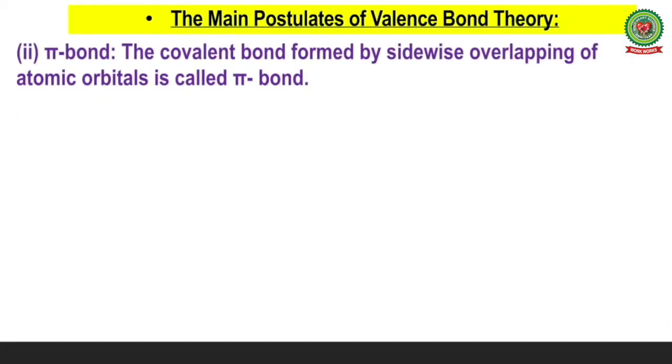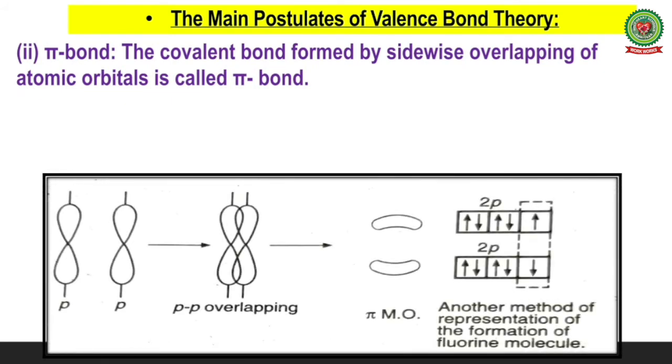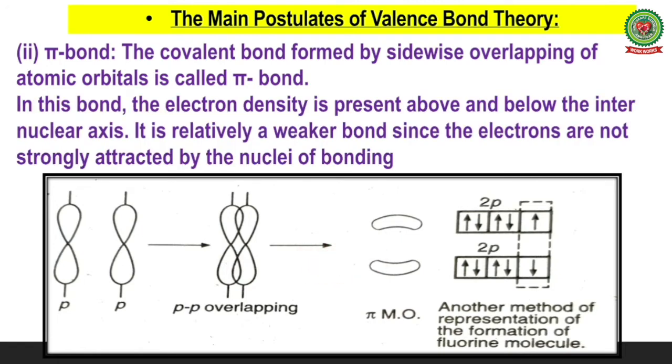The next bond is the pi bond. The covalent bond formed by sidewise overlapping of atomic orbitals is called a pi bond. You can have a look here that it is sidewise overlapping. It is not end-to-end overlapping. In this bond, the electron density is present above and below the internuclear axis. It is relatively weaker since the electrons are not strongly attracted by the nuclei of the bonding atoms. Here one example has been given to you: the 2p first and second orbitals are fully filled and one orbital of the p is half filled in one case and in the other as well. They both are going to overlap with each other, and this will give rise to p-p overlapping.